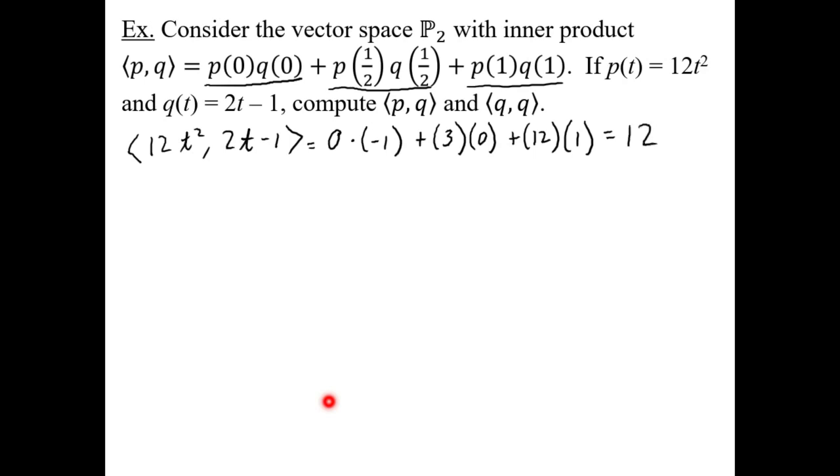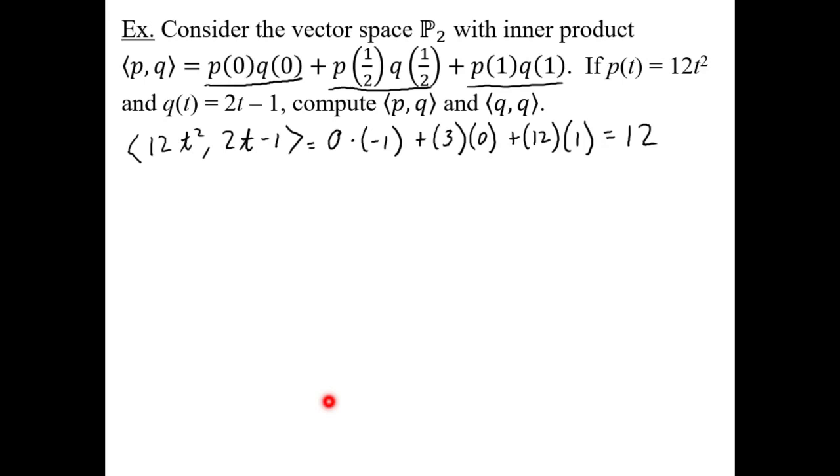And just like with the dot product, the number 12 doesn't really mean a whole lot to us. There's not really a way to use that 12 to connect the two, but this is our answer. This is the inner product between these two vectors.